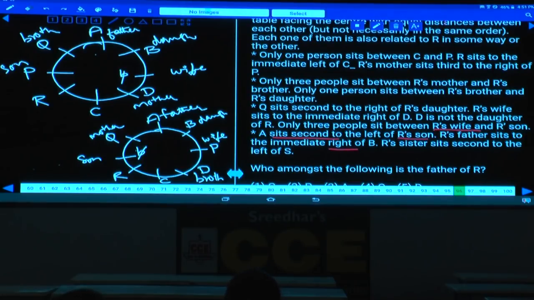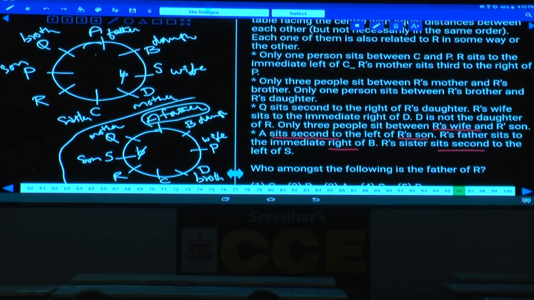Clear now? Then R's sister sits second to the left of S. Finally, who is the person left over here? S is the person left over, and S is the wife of R. And the sister sits second to the left of S. And this C must be the sister. S is here. And the sister sitting second to the left of S is not possible, because the sister sits second to the right of S. Here, who is seated second to the left of S? Father. And this case is completely ruled out. With the help of the last information, the given condition is invalid.